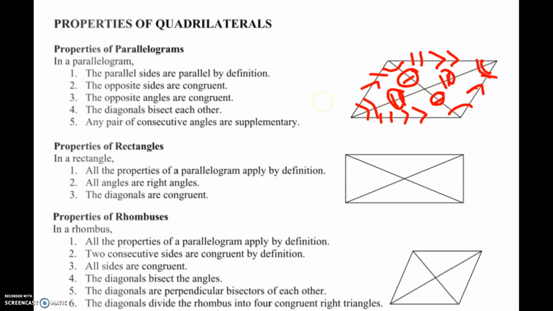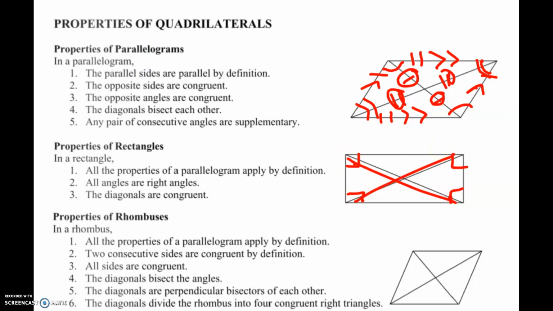Then we got a little bit more specific and looked at the properties of rectangles. Well, rectangles are parallelograms, so all these properties come along with rectangles. I'm not going to mark those. But our new properties, by the definition, it just has 4 right angles. And then we learned that the diagonals actually are congruent to one another in a rectangle.